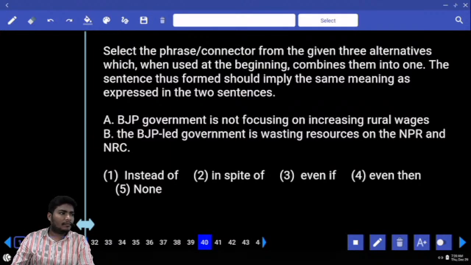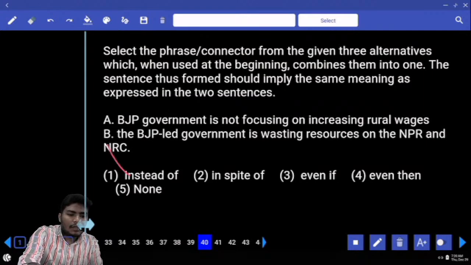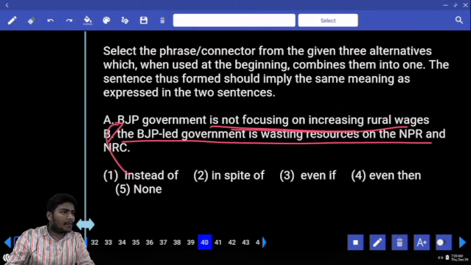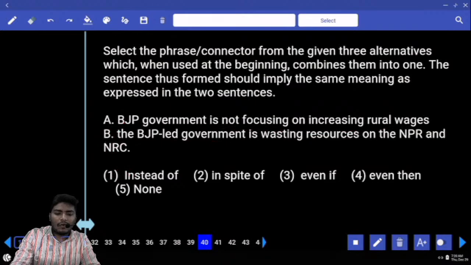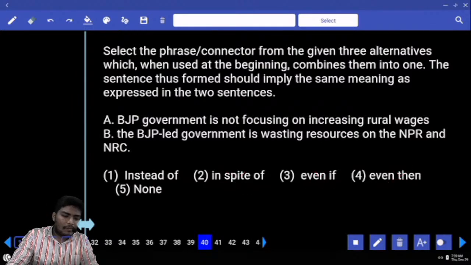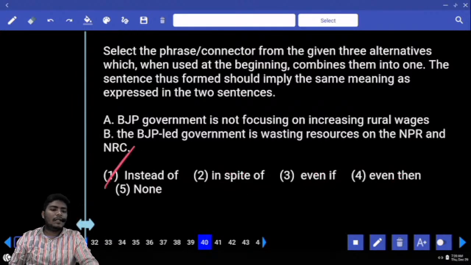Answer. Instead of, can we say focusing? Instead of focusing on increasing rural wages, the BJP-led government is wasting resources on the NPR and the NRC. Yes. Next one. In spite of, can we go for in spite of? In spite of the BJP government? No, not possible. Even if, no, even then, no. Even after that, any meaning comes. So we can only go for the in spite of.